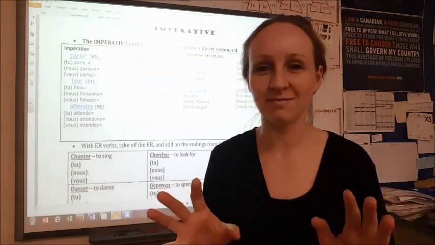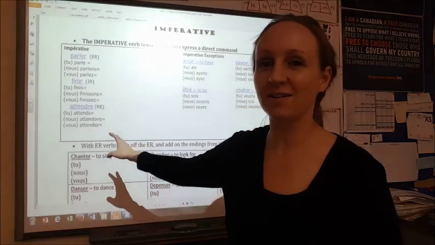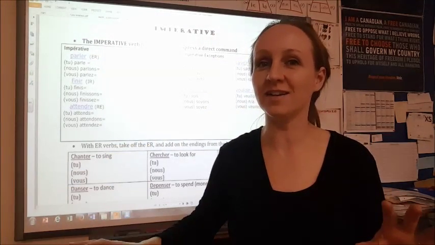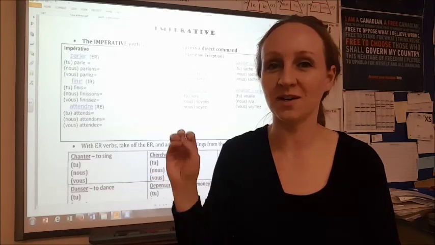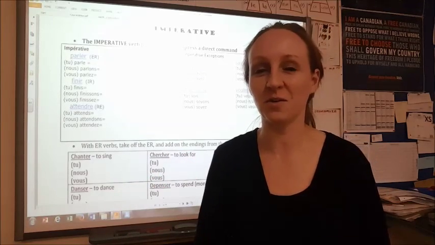Oh, and just to remind you, all other IR, RE, and ER verbs just conjugate regularly, except for the ER verbs in the tu form, you just take off the S. So any other verb is generally quite manageable.